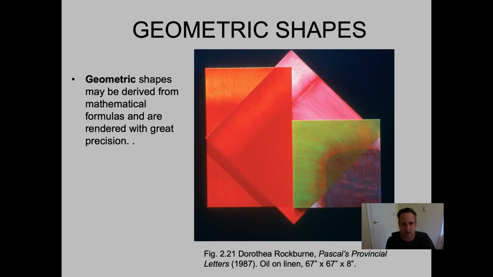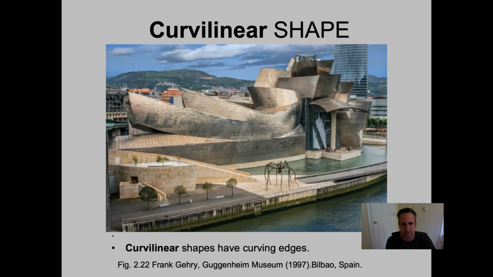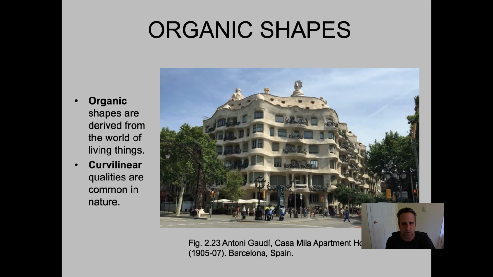Shapes, a variety of different ways we can combine shapes. Here we have geometric shapes. We have curvilinear shapes, which here's the Guggenheim Museum in Bilbao, Spain. Mostly curves, straight lines. Organic shapes in this Gaudi building. And organic things come from nature, right? So they're derived from nature, they're inspired by nature.